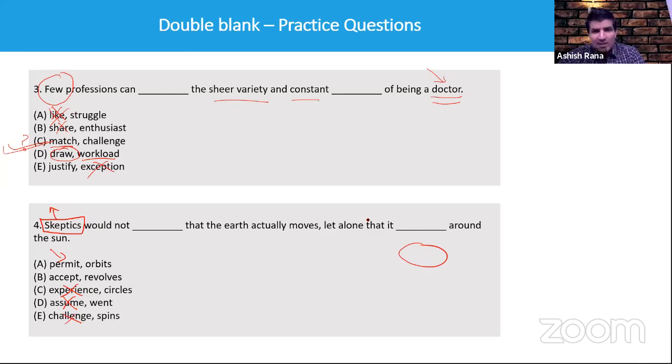And let alone that the earth actually revolves around the sun. So a very, very easy option: accept and revolves. From skeptics, you would have said easily accept, and from the earth dash around the sun, it is revolves. So I think these two could have easily given you the answer. Are we getting it?